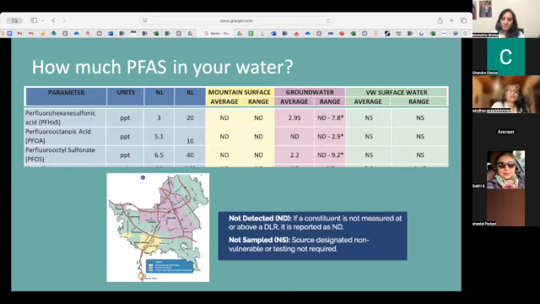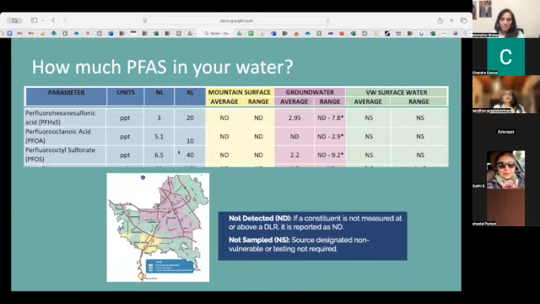So, how much PFAS is in your water? I mentioned that SJ Water reports the quantities. So if you look at this PFHxS, and PFOA and PFOS, notice these are all in parts per trillion, right? So these are very, very small quantities.